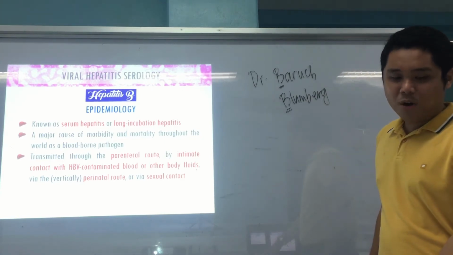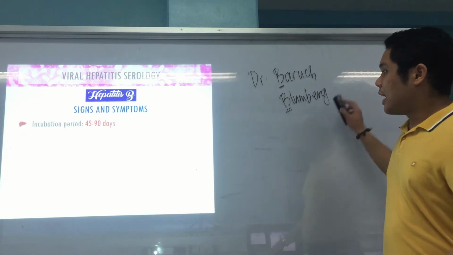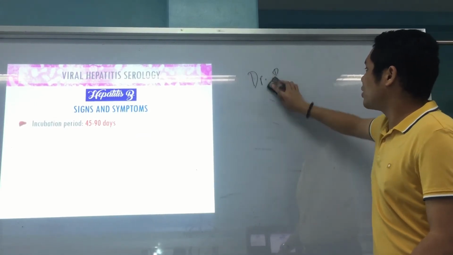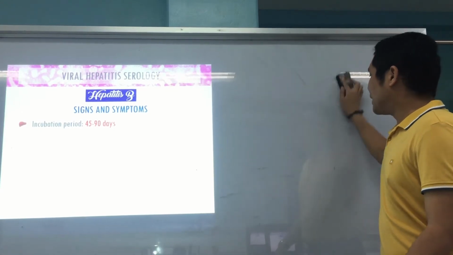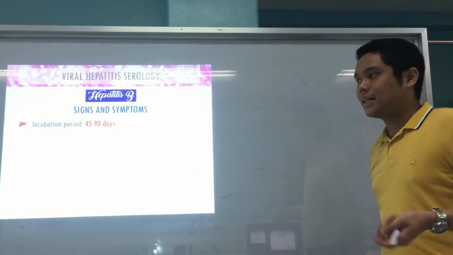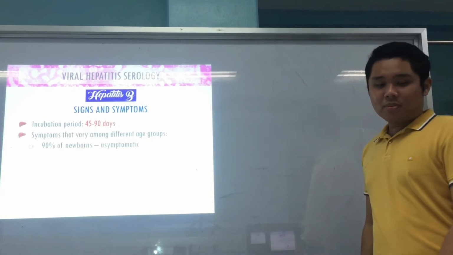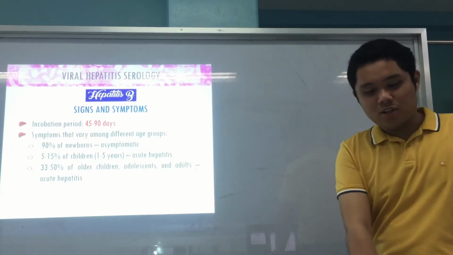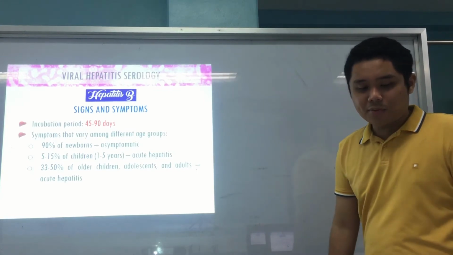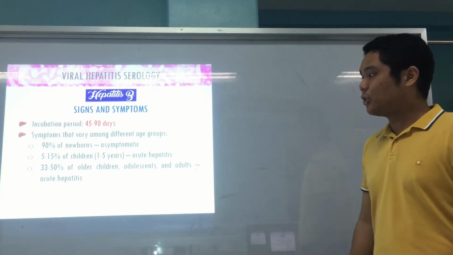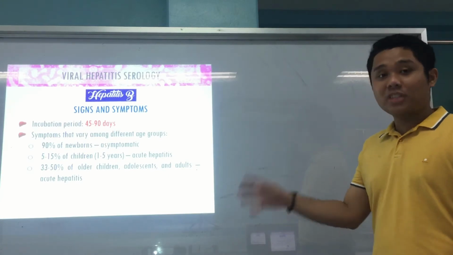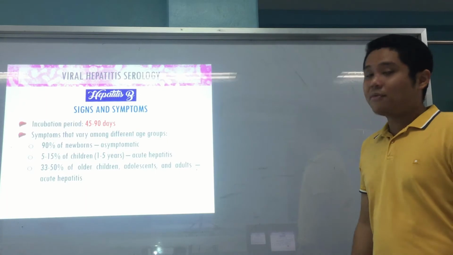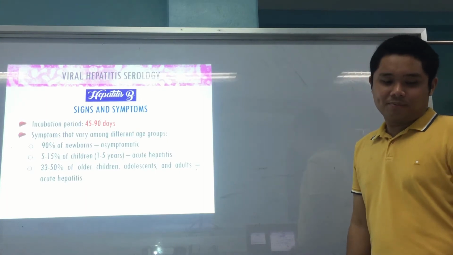So that's for epidemiology. Now we go into the signs and symptoms. As you can see, its incubation period is really long, 45 to 90 days, di ba? So long incubation compared to your hepatitis A at about 28 days lang, di ba? Alright. Symptoms vary among different age groups, okay? 90% of newborns are asymptomatic. 5 to 15% of children can have acute hepatitis, and 33 to 50% of your older children, adolescents, and adults can have acute hepatitis. Okay.